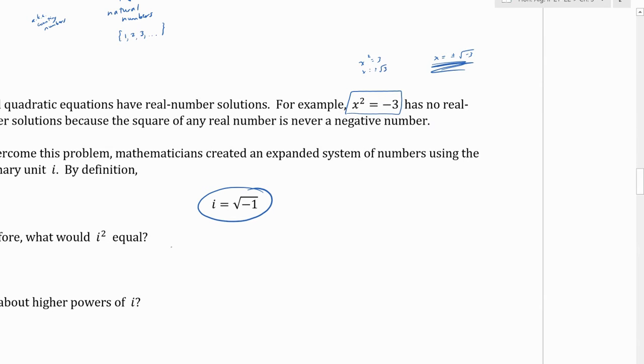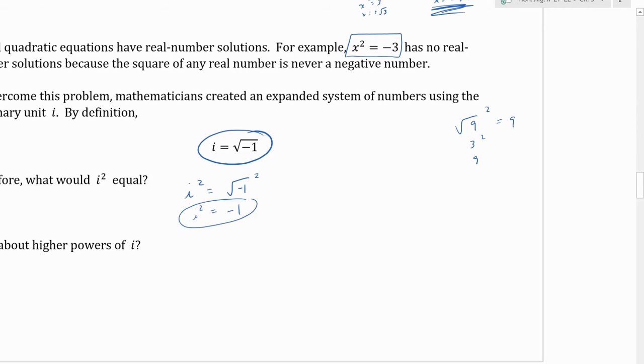So if you've got i squared, that would be the square root of negative 1, squared, which is what i is, squared. Now think of this. What's the square root of 9 when you square it? Well, that's 3 when you square it. That's 9. You square, square root, just drop the square root off. So i squared is going to equal negative 1.